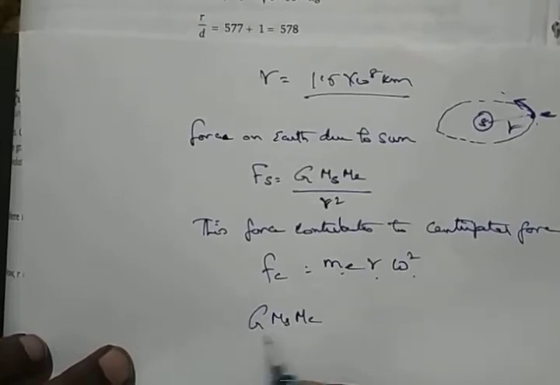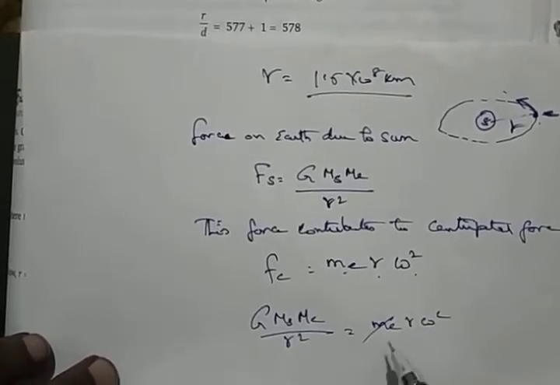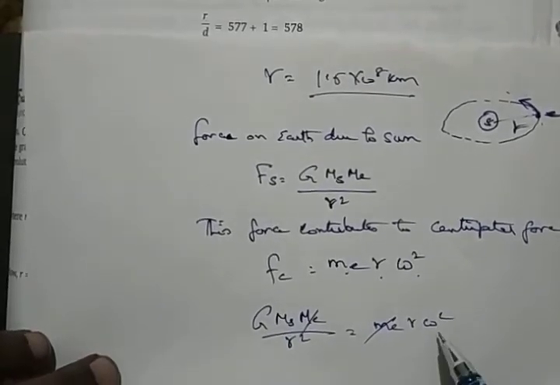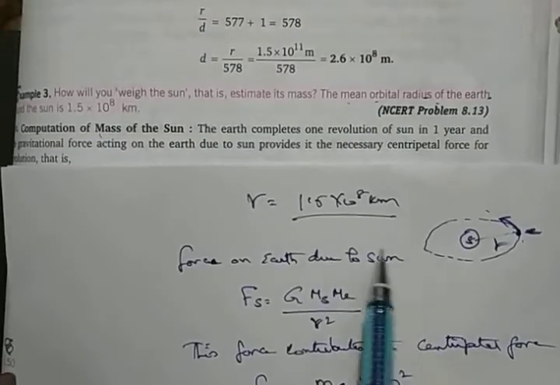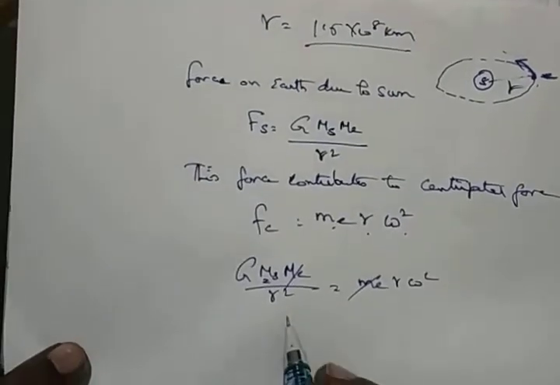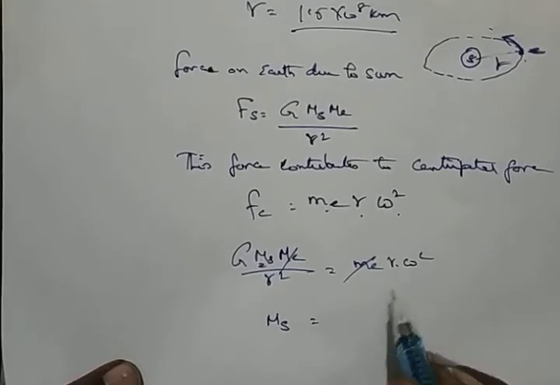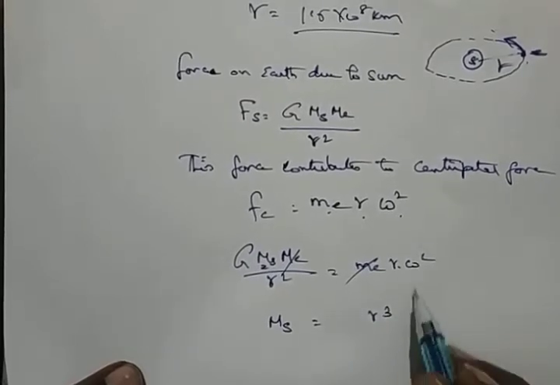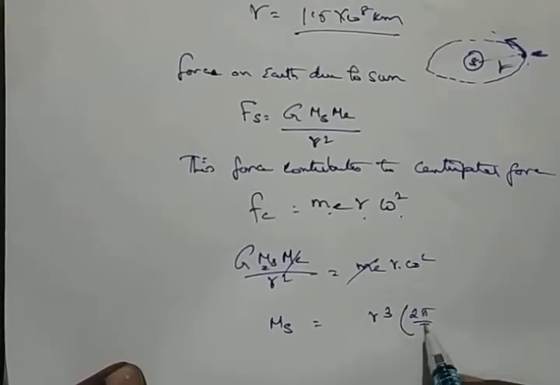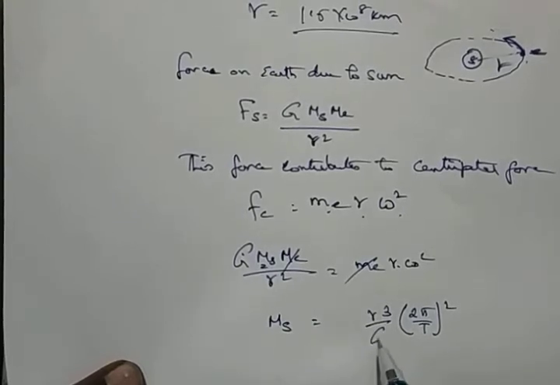G Ms Me upon R square is going to be equal to Me R omega square. This Me gets cancelled out. So what do you need to find out? What is asked? How will you weigh the Sun? Weight of the Sun is the question mark. So keep this one here itself. Mass of the Sun is going to be equal to, this one goes here, R cube. What is this omega here? You can write it as (2 pi by T) the whole square. And this one comes down, divided by G.